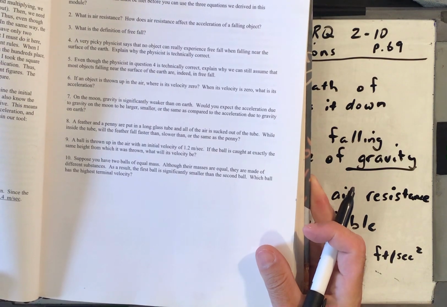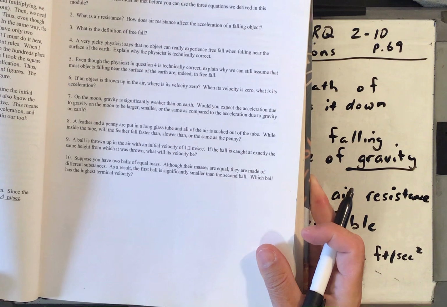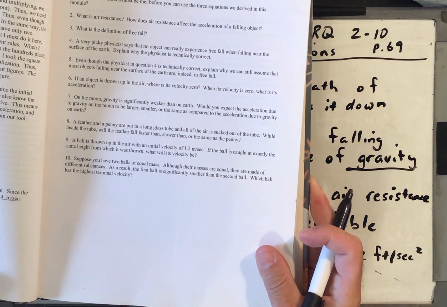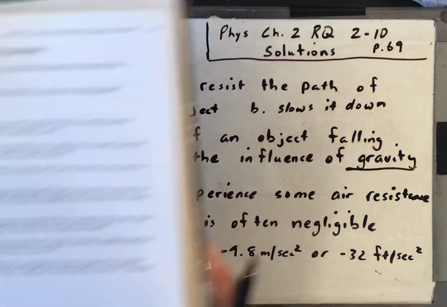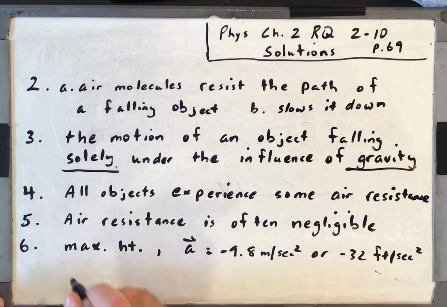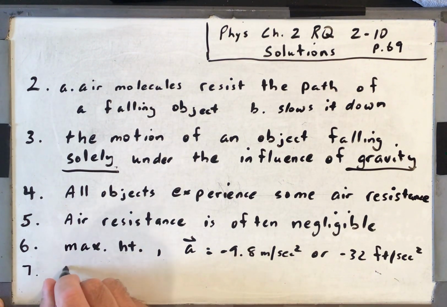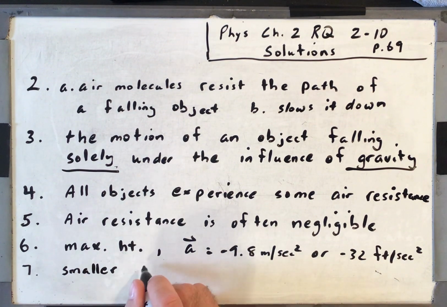Number 7, on the moon, gravity is significantly weaker than on Earth. Would you expect the acceleration due to gravity on the moon to be larger, smaller, or the same as compared to the acceleration due to gravity on Earth? All right, so you would expect it to be smaller. In fact, the moon has 1/6 the mass of the Earth, so it has 1/6 the gravitational acceleration.